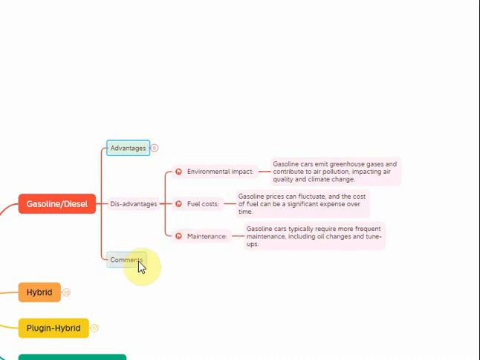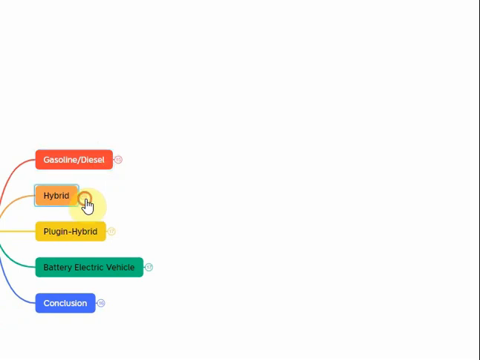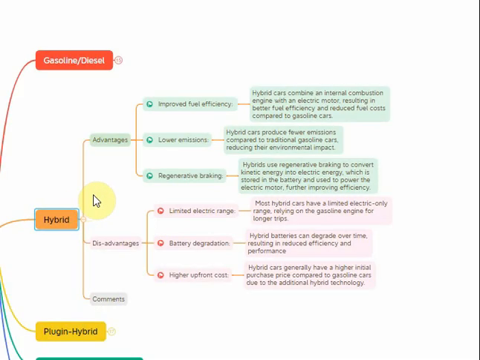Some comments: of course, this is the most popular type, so it needs no introduction, and there is no additional comment required about the internal combustion engine. With that as the introduction, we'll move on to the next type, the hybrid type. There are two types of hybrids. The first one is the hybrid, as we call it, and the next one is the plug-in hybrid, which we'll discuss in the next part.